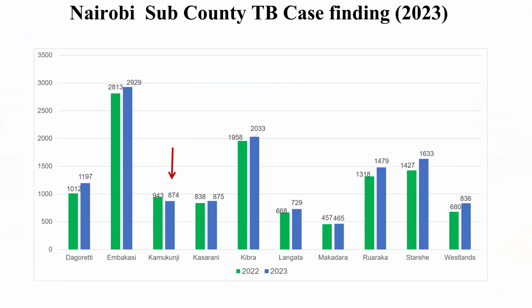Now we can see also the contribution per county in Nairobi, per sub-county. Already you can see, we are comparing 2022 and 2023. So Dagoretti reported 1012 in 2022 and 1197 in 2023. Embakasi is the leading in Nairobi. You can see 2022, 2813, and 2023, 2929. Kamukunji, this is the CBD, 943 and 874. Kasarani, 838 in 2022, and 875 in 2023.